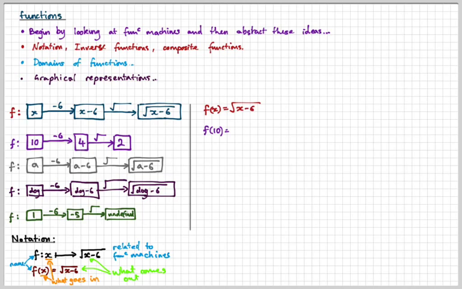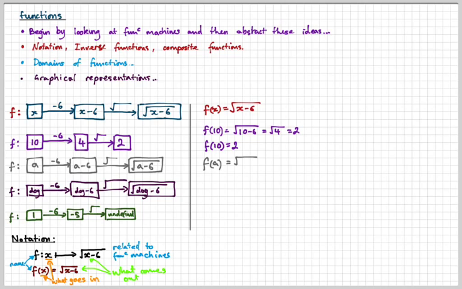Right. If we were going to write all of these function machine notations using the second set of notation, the first line there would be f of x is equal to the square root of x minus 6. f of 10 would be the square root of 10 minus 6, which is the square root of 4, which is 2. So we could just write f of 10 as 2. When you put 10 into the function machine, 2 comes out of it.